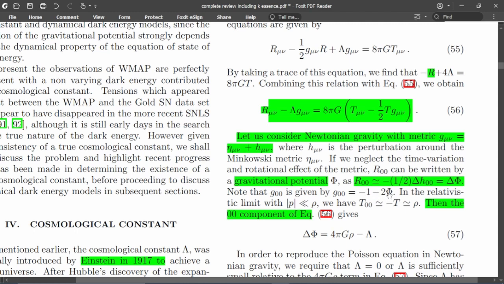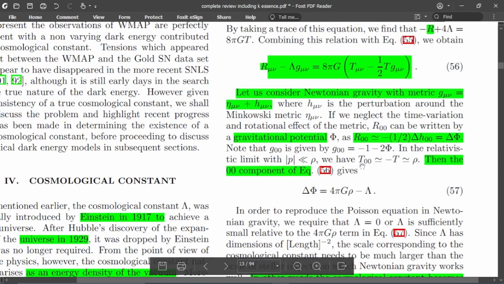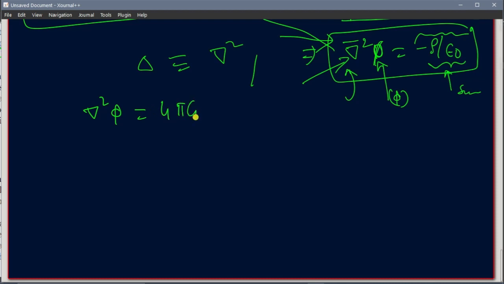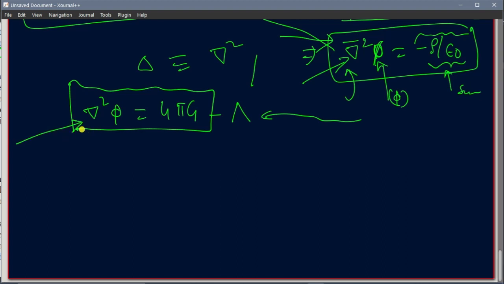Therefore g00 is minus 1 plus 2 phi, and we already know that T00, the zeroth component, gives the energy density. Hence from the field equation we get del squared phi is equal to 4 pi G rho minus lambda. Del squared phi is equal to 4 pi G rho minus lambda. Now this is some kind of correction because of the cosmological constant, but in the Newtonian limit what we observe is that we have only this equation, we don't get this one. It means that in planetary systems, we can have only this much, and that is fine. We don't require this lambda.